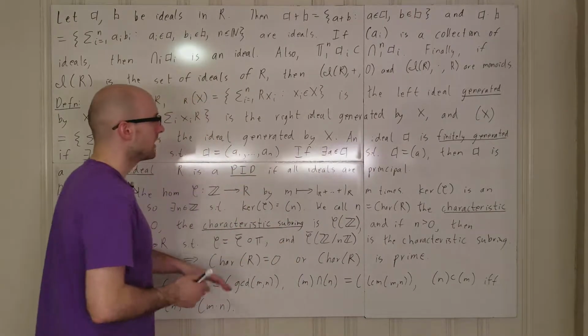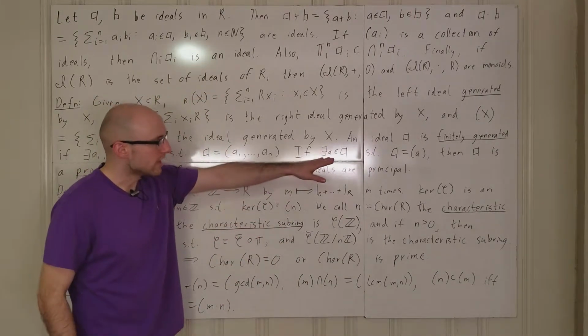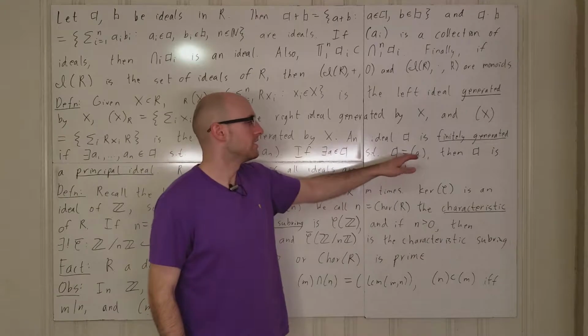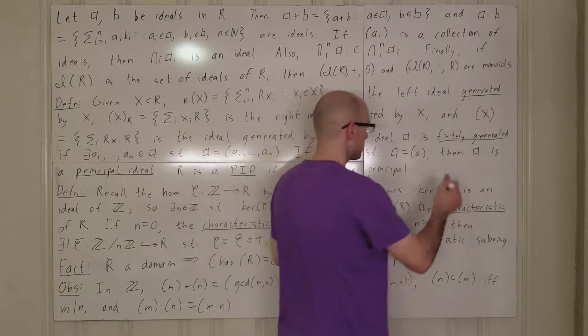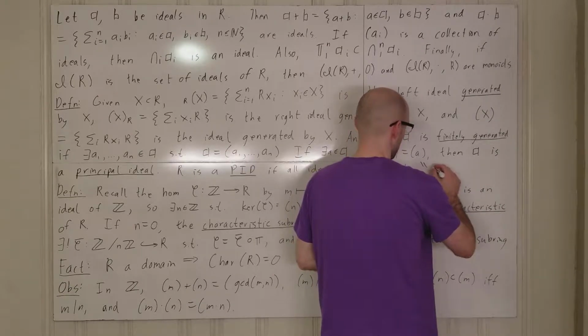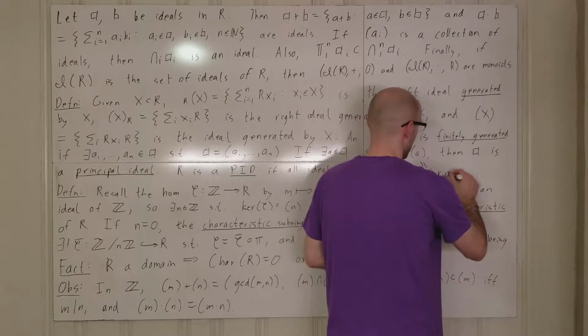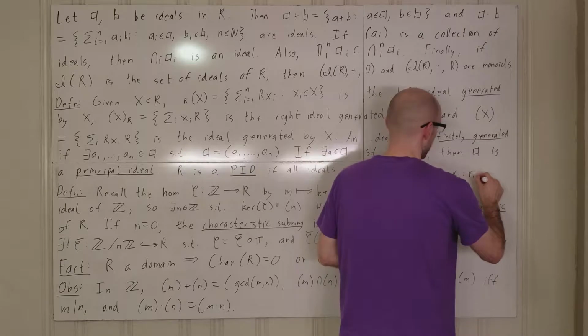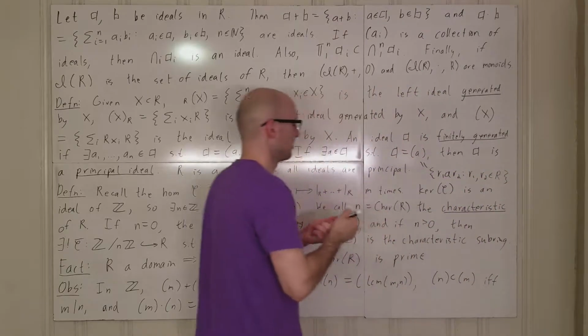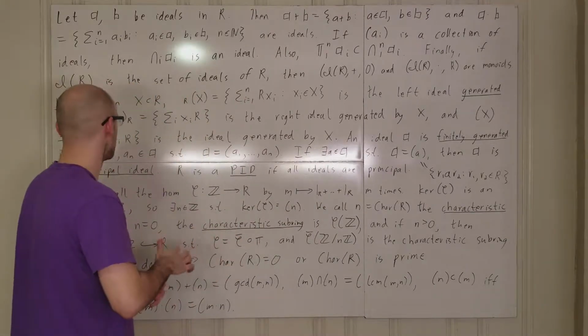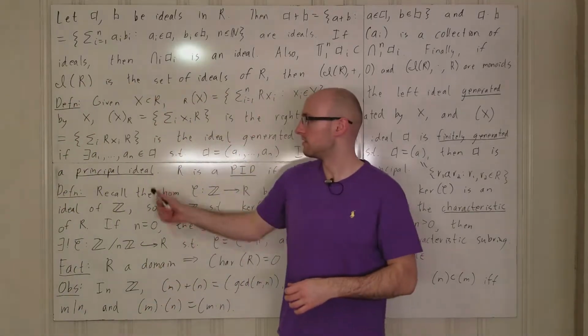All right, and if it turns out that there is one element such that A is the ideal generated by this single element, so you can think of it as R1, A, R2, where R1 and R2 are in R, then we say that A is a principal ideal.